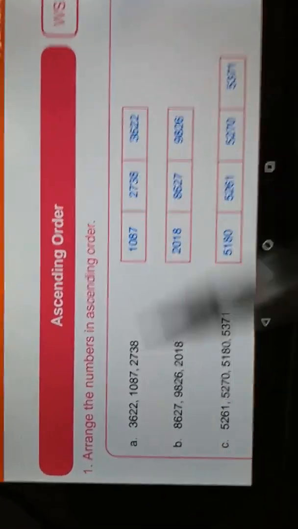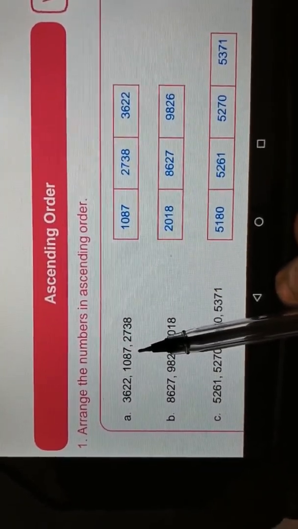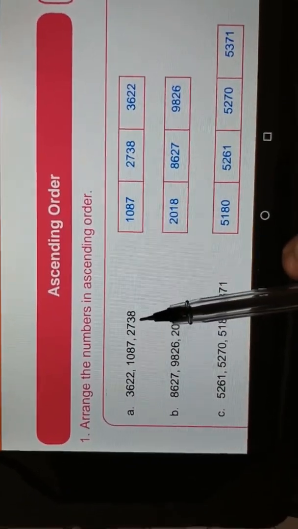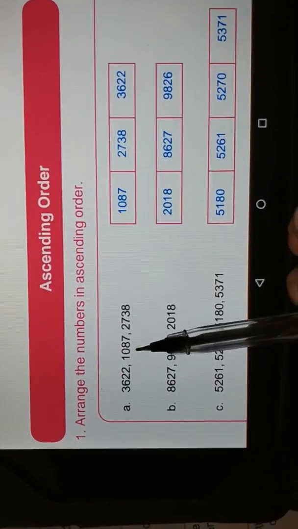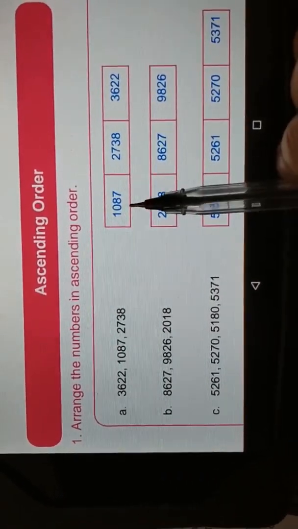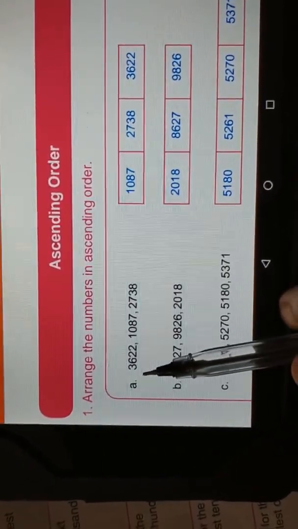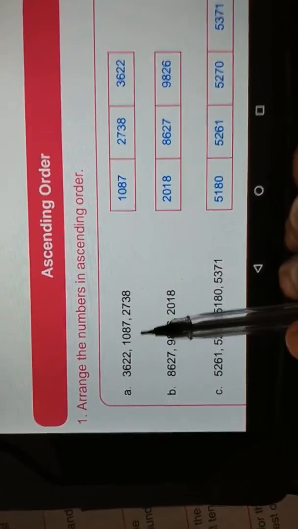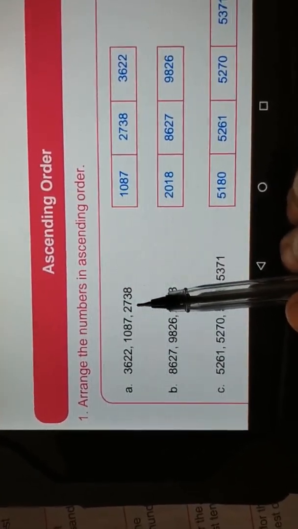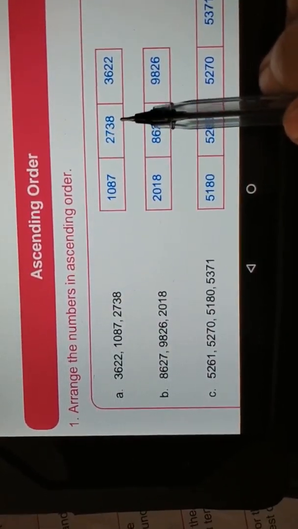How will we arrange? Now look at this: 3622, 1087, 2738 is there. So first of all we have to write the smallest number. The smallest number is 1087, so we write 1087 in the first blank. Then we have 3622 and 2738. The second smallest is 2738, so we write 2738 here.